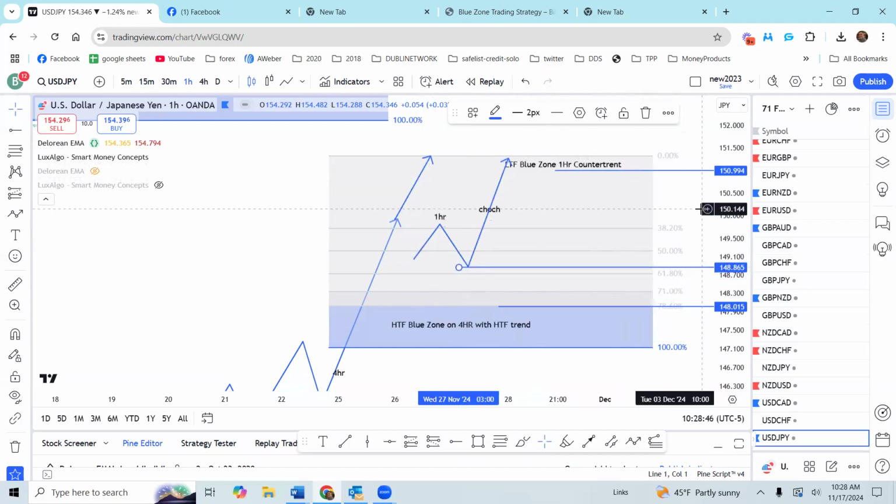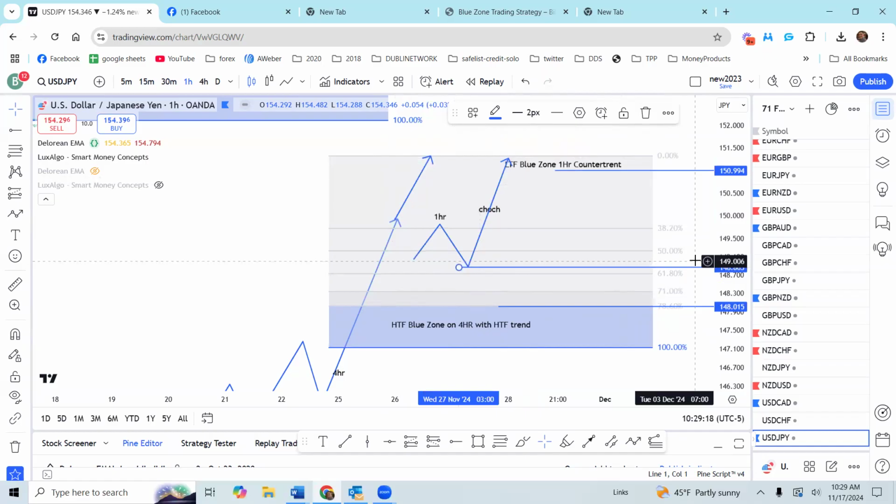So in this case, you may not want to take a counter trend trade, right? Because your change of character area is already below the 50% zone on the higher time frame blue zone. On the higher time frame fib retracement, your change of character area is too low. Okay. But that's a little more advanced.